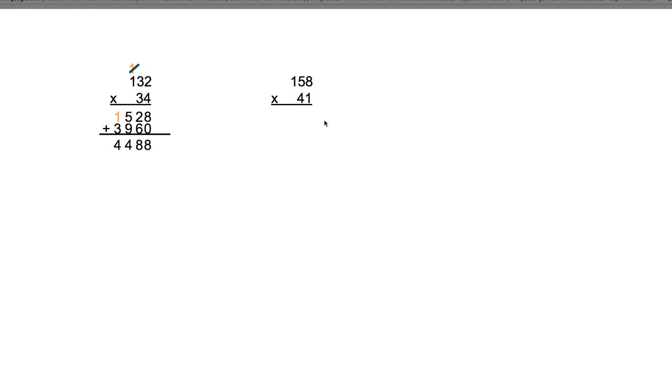All right, number 5, 158 times by 41. All right, so 1 times 8 is 8. 1 times 5 is 5. 1 times 1 is 1. Placeholder 0. 4 times 8 is 32. Carried the 3. 4 times 5 is 20 plus 3 is 23. 4 times 1 is 4. Okay, but I have to add the 2, right? So 4, 5, 6. All right, then we add 8, 7, 4, 6.